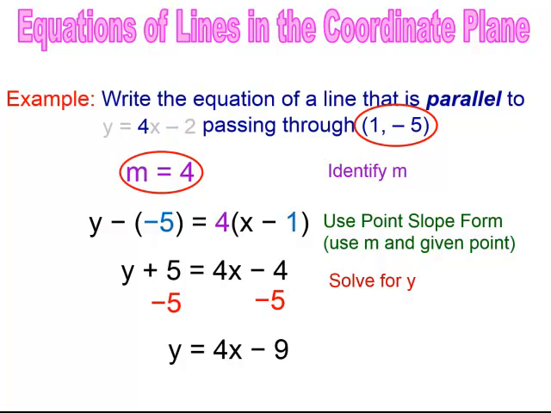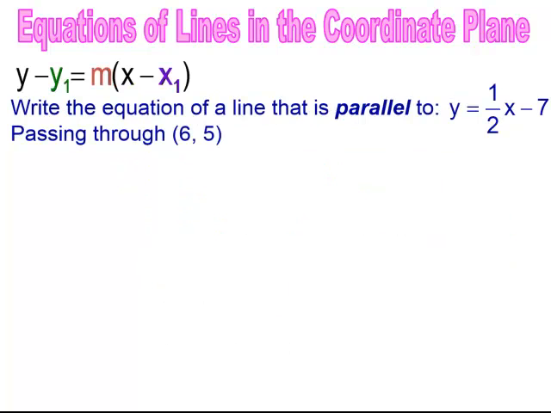So again, when they're parallel, they have the same slope. You take the slope from the given equation and use the point, and then plug it into the point-slope form to find the equation of a line that's parallel. Pause and try.